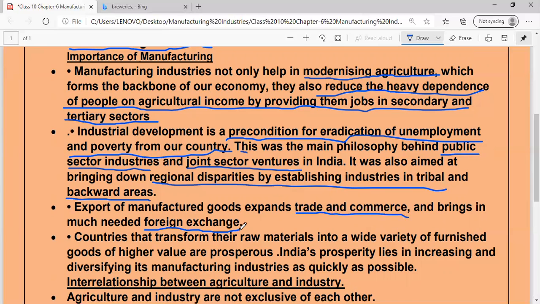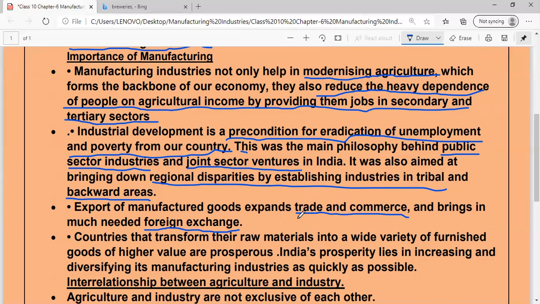So a wide variety of finished goods, furnished goods, can be produced in the industrial sector, and they have higher value, and you can export these goods for getting more foreign exchange. And India's prosperity, or when will India become a developed nation? It will become a developed nation when it will be able to increase and diversify its manufacturing industry. Whenever they are able to increase and diversify the manufacturing industries, it would be possible to attain economic development. So that is the importance of manufacturing sector.